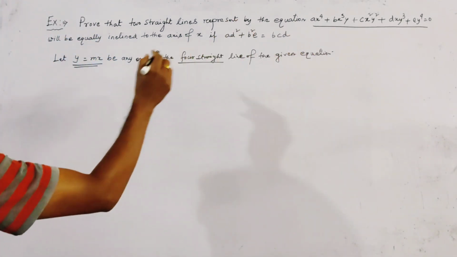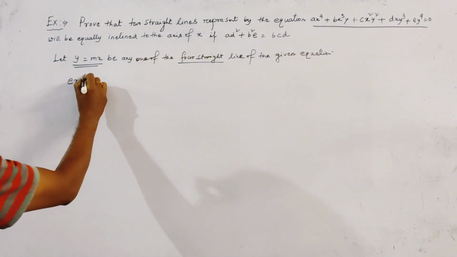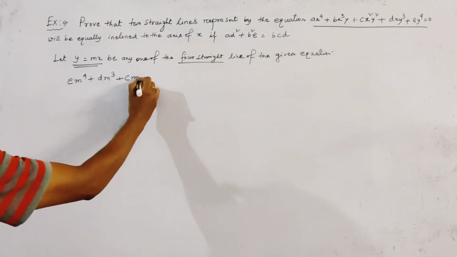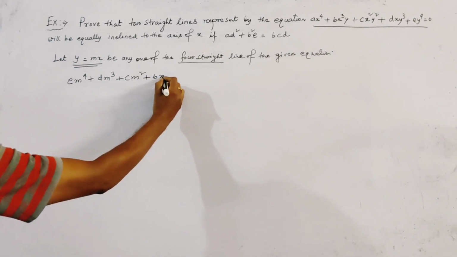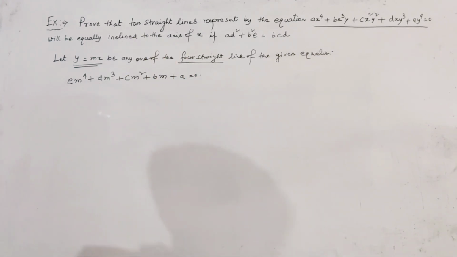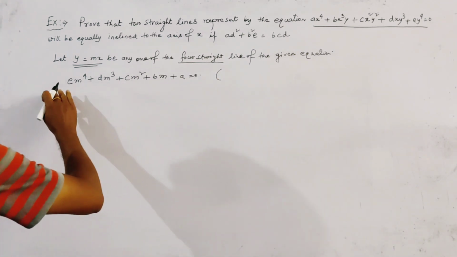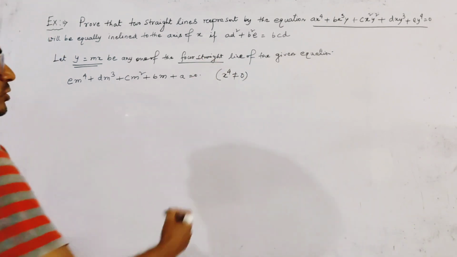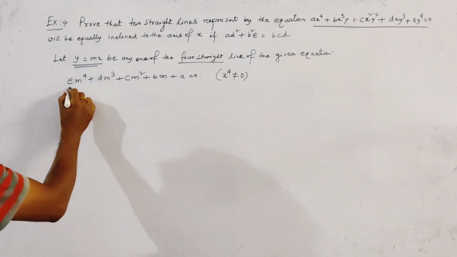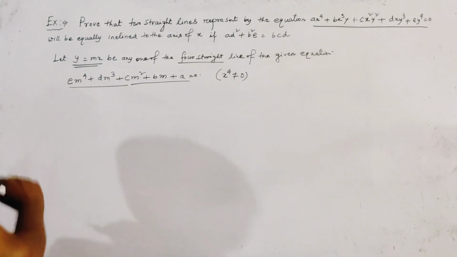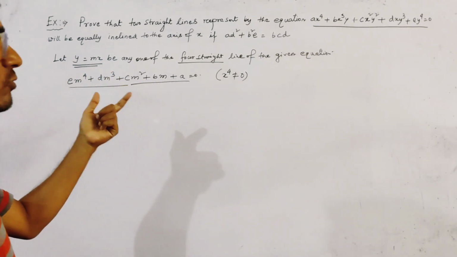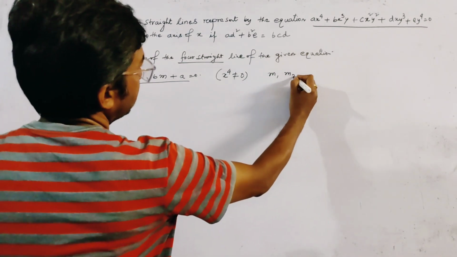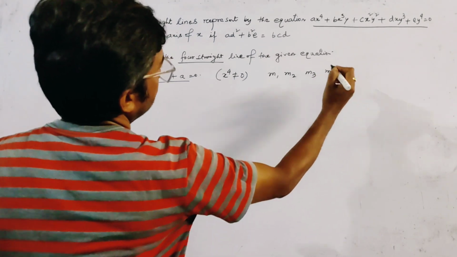and we can write this equation as em^4 + dm^3 + cm^2 + bm + a = 0, and here we cancel out x^4 from both sides, since x^4 is a variable and not equal to 0. Since this is a biquadratic equation of m, it has 4 roots, or 4 values of m. Let these be m1, m2, m3 and m4.